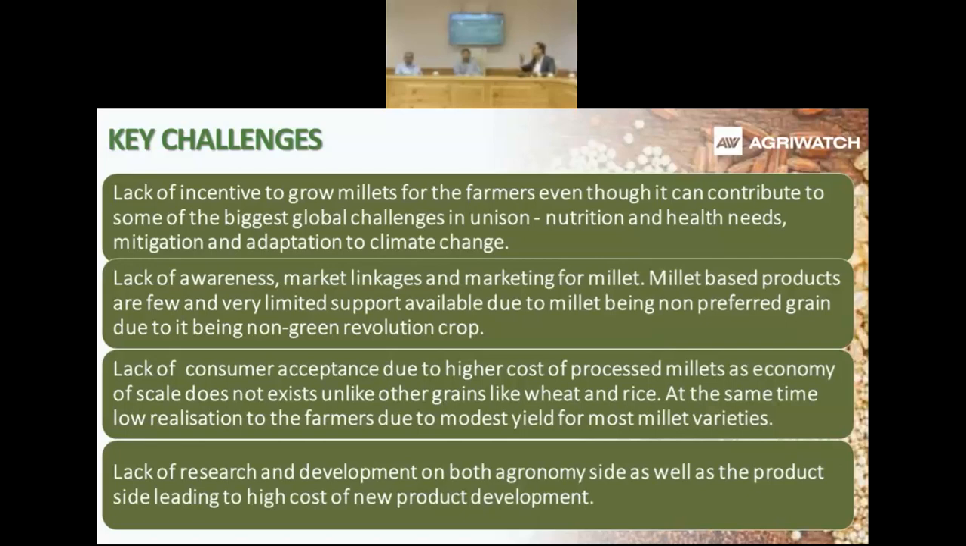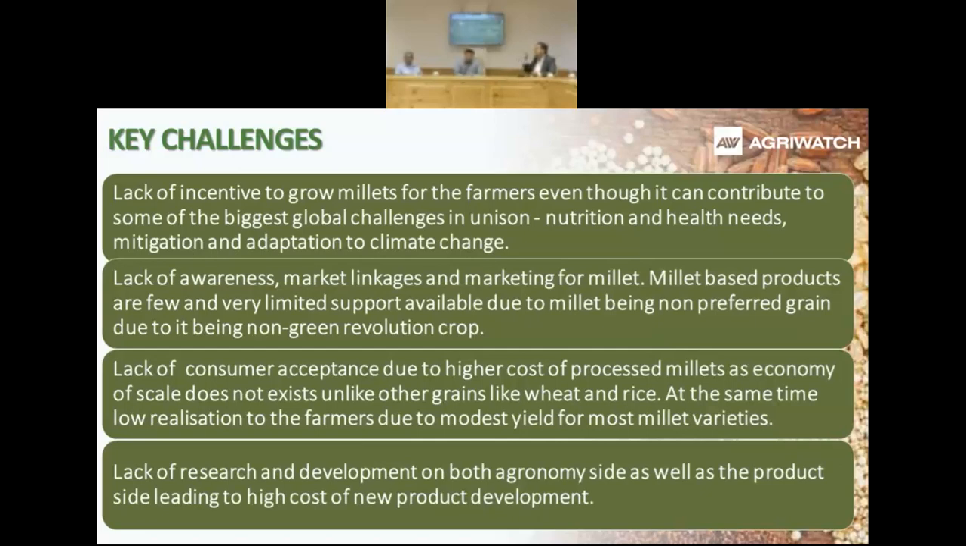So he sees it as a very big risk. If it is not exported, then actually there is nobody to buy it. Lack of awareness, market linkages, and marketing for millets. So if I do bajra, I'm not very sure where I'll be able to go and sell it. Lack of consumer acceptance, due to higher cost of processed millet.